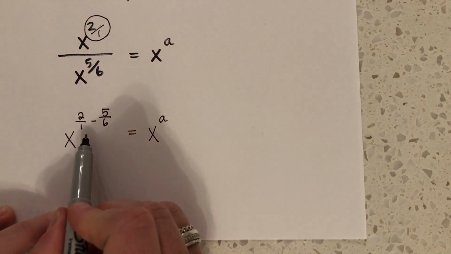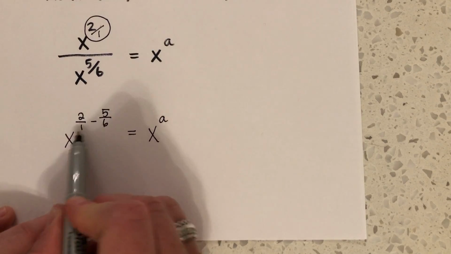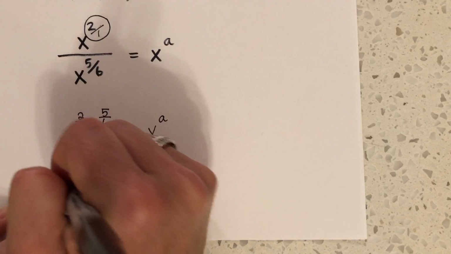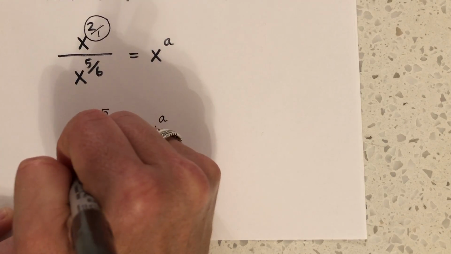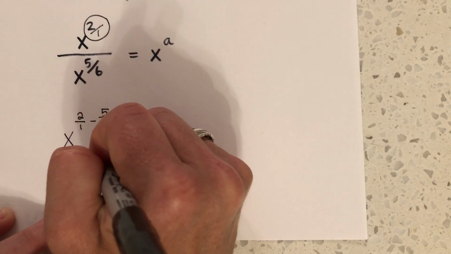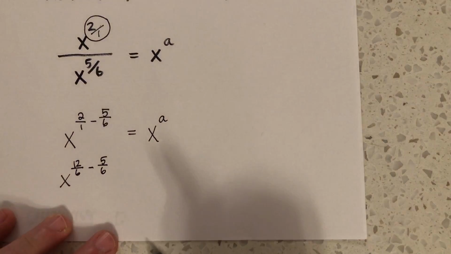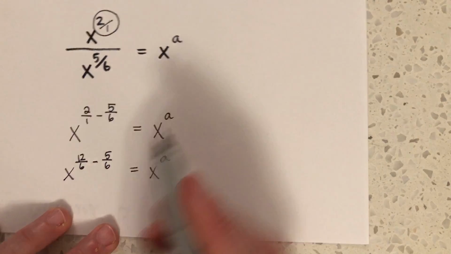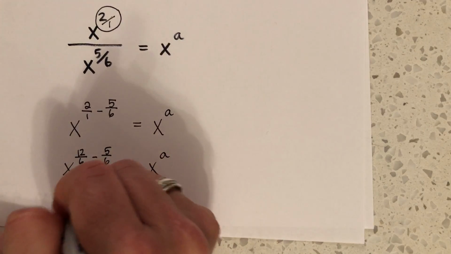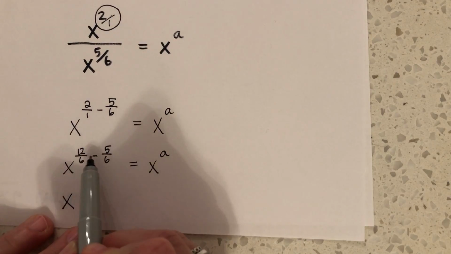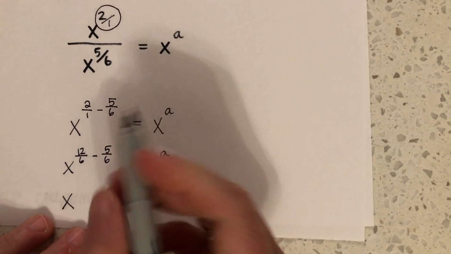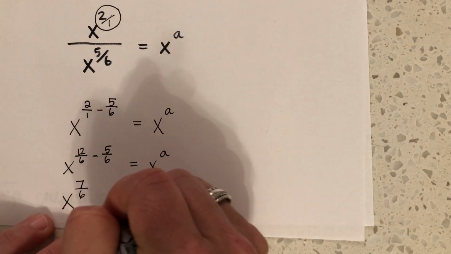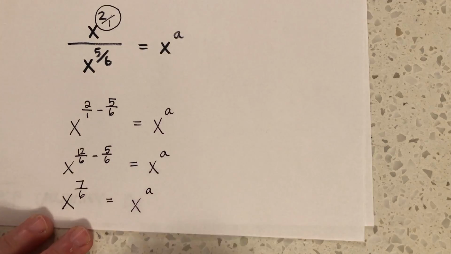All right, so I have to find a common denominator between 1 and 6. That is 6, so to get this to be a 6, I have to multiply top and bottom by 6. So that's going to be x to the 12 over 6 minus 5 over 6, right? And that's what x to the a will equal. So on top, what's 12 minus 5? It is 7 over a common denominator of 6. And that is what x to the a is equal to.